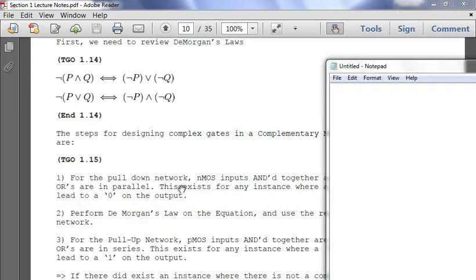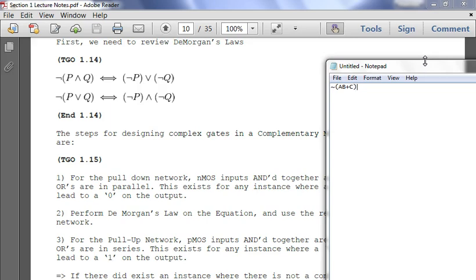So let's say we have A, B, or C. Very simple example, right? We're going to start with a pull-down network. Actually, that's a better example. Let's do not. So we start with not (A and B or C), right?